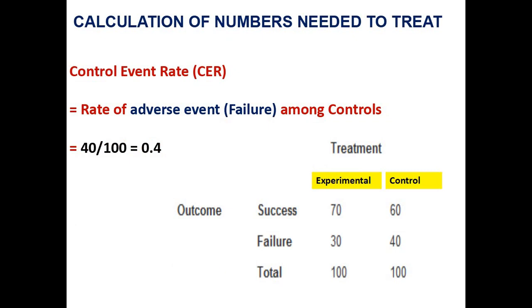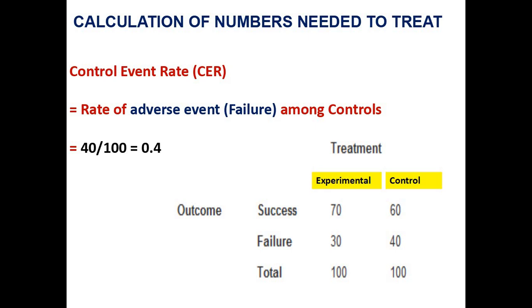So in this example, there are two groups, an experimental group and a control group. Among the experimental group, out of 100, 30 got failure and 70 got success. Among the control group, out of 100, 40 got failure and 60 got success.